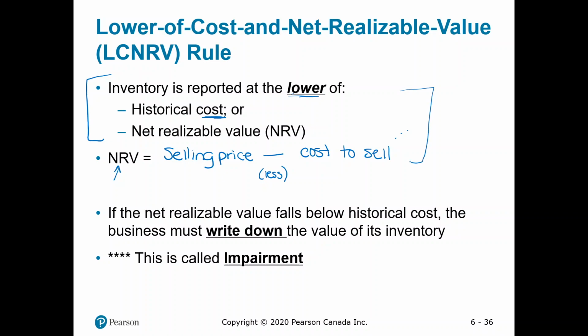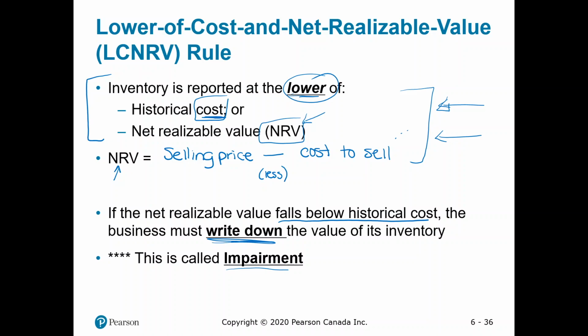So we need to look in circumstances and see if this net realizable value actually falls below our historical cost. So if we think that the amount we're going to sell it for is less than what we actually paid and what's recorded on the books, we need to write down our inventory. So we're going to do an adjustment and put it down to the lower amount, which would in this case be the net realizable value. So if this happens, we call that impairment of inventory, because the cost has been impaired and it needs to be written down to this value that we're actually going to sell it for.